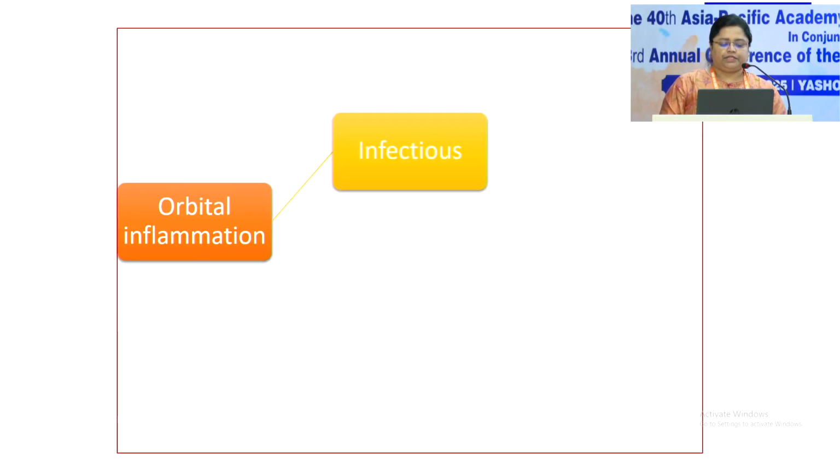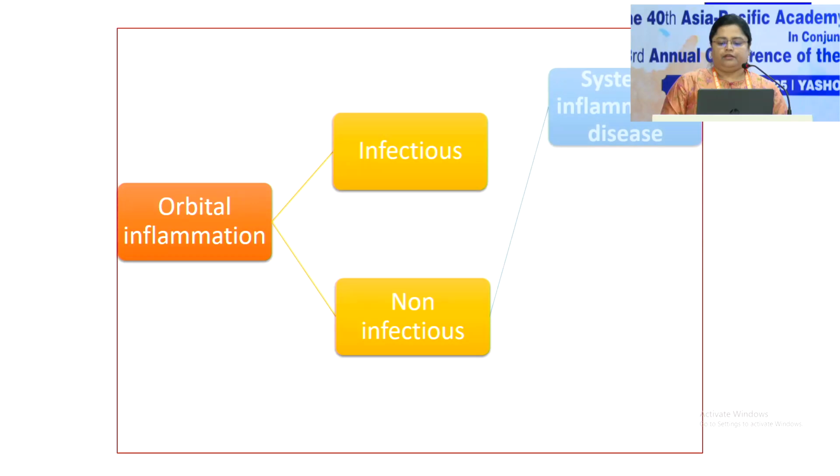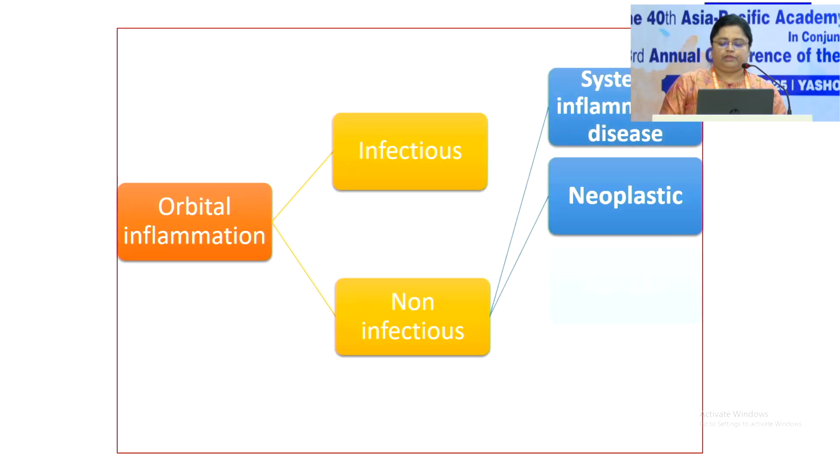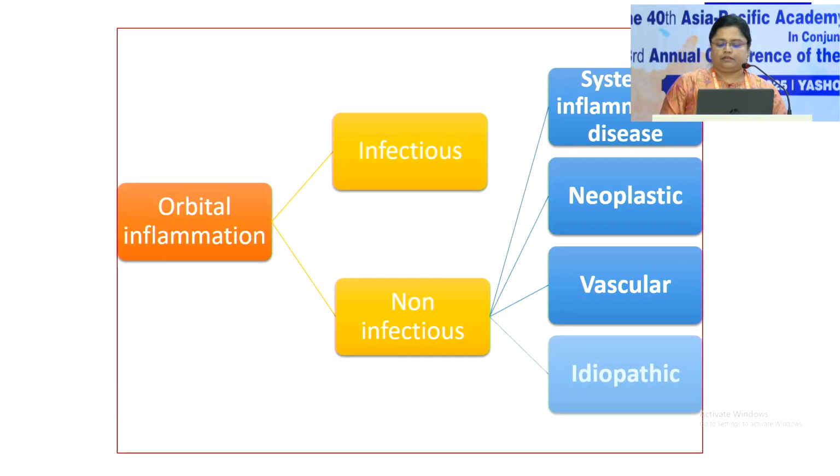These are the gross classification of orbital inflammation. We can divide it into infectious and non-infectious. Infectious means the inflammation is present in the orbital area. Among the non-infectious, there are many types like systemic inflammatory disease, neoplastic, vascular, and idiopathic.